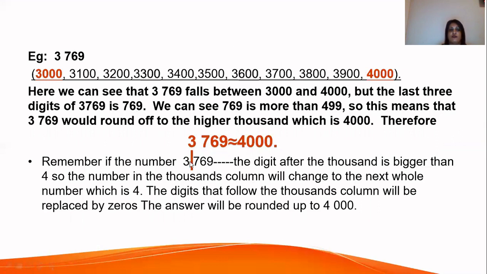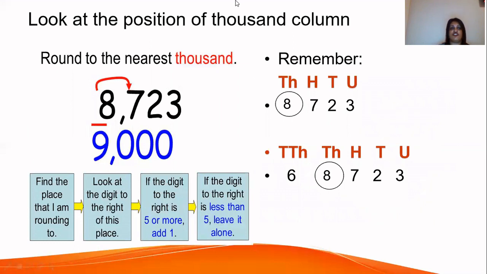And again, when we're using place value, remember the number 3,769. Next to the thousands column, I look at the digit, it's greater than 5. So I'm going to change my 3 to 4, and it's going to be 4,000. And the rest of the digits are replaced with zeros. So again, I look at the thousands column, which is 3. Next to it, I have 7. 7 is greater than 5, so I know I'm going to round it up. So I'm going to change the 3 to 4, and the rest of the digits 0, and it's going to be 4,000.